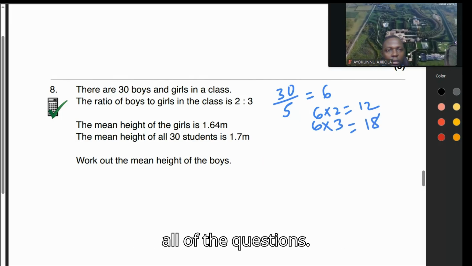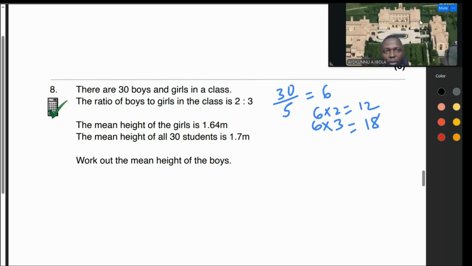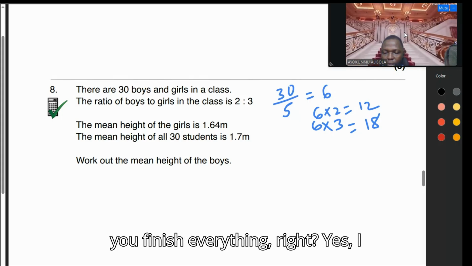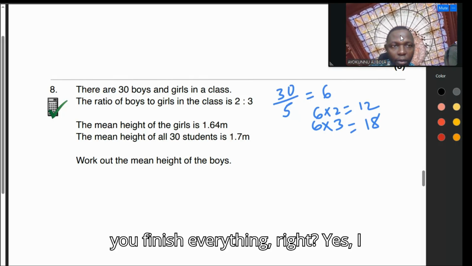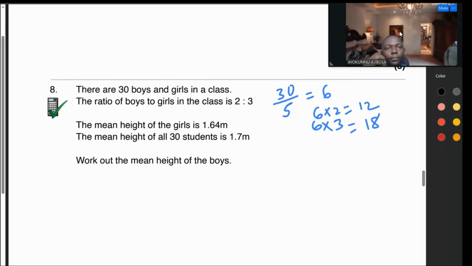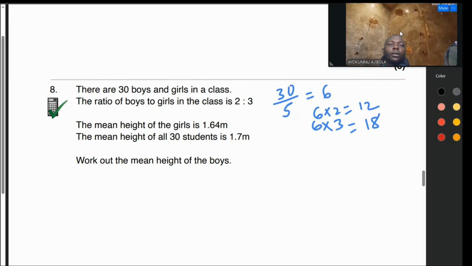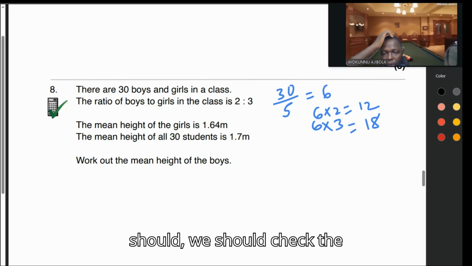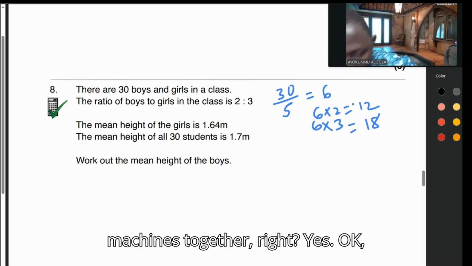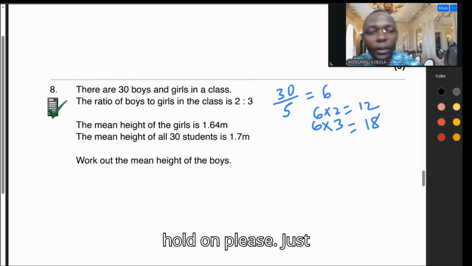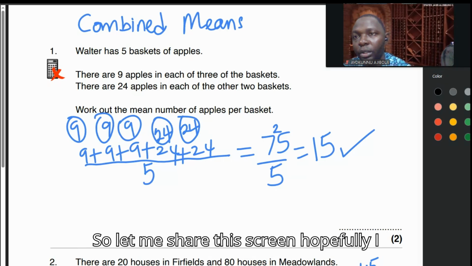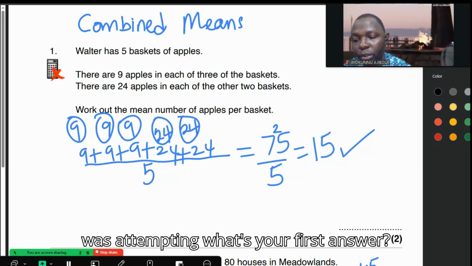I was able to make an attempt at all of the questions. I didn't finish every single one of them. Okay, you finished everything, right? Yes, but I have some workings for one of them. So maybe we should check the markings together, right? Yes. Okay, hold on, please. Let me share this screen of where I was attempting. What's your first answer?